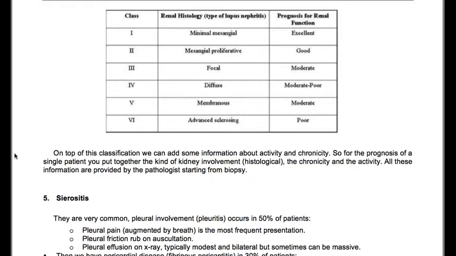We have 6 classes of kidney manifestations in lupus nephritis. Class 1 is minimal mesangial with an excellent prognosis. Type 2, mesangial proliferative with a good prognosis. Type 3, focal with a moderate prognosis. Type 4, diffuse with a moderate to poor prognosis. Type 5, membranous with a moderate prognosis. And type 6, advanced sclerosing with a poor prognosis.